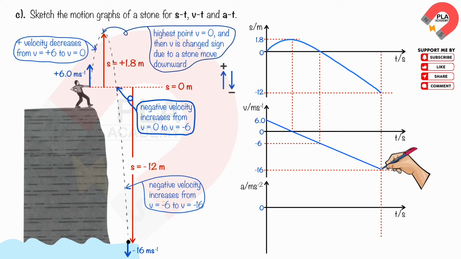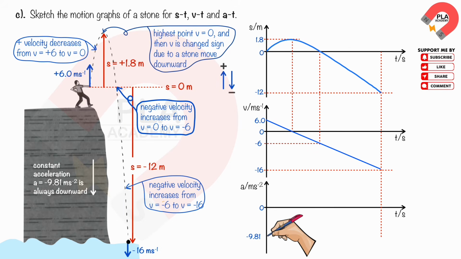The stone is falling freely, which means it's only affected by gravity. Gravity pulls it down at a steady rate of 9.81 meters per second squared. So, we draw the acceleration-time graph, like this. This horizontal line shows that the acceleration is constant at 9.81 meters per second squared and downward.